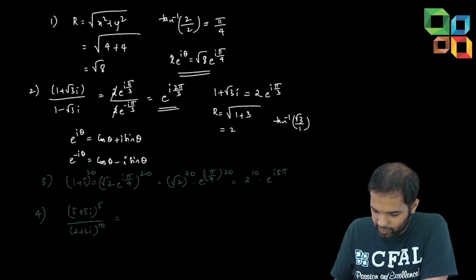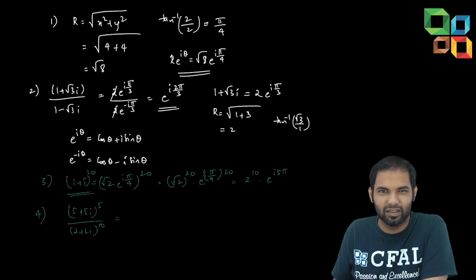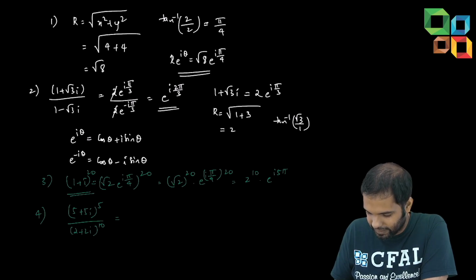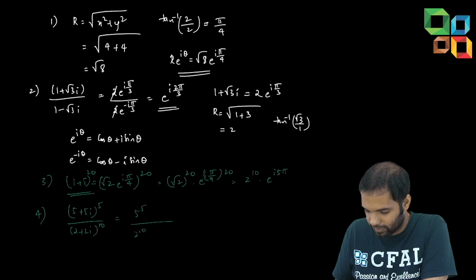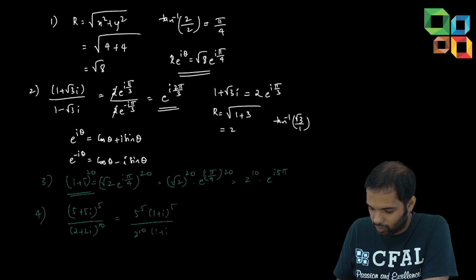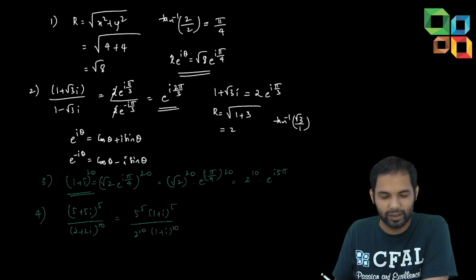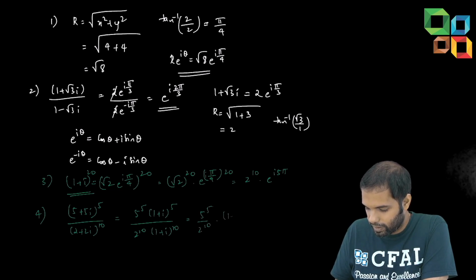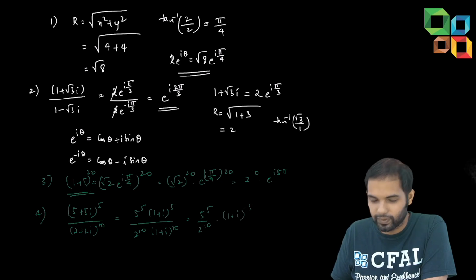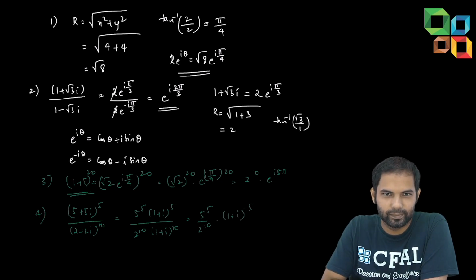Because we already used 1 + i, we'll try to use it. By simply taking 5 power 5 common, and 2 power 10 common, what remains is (1 + i) whole power 5 and (1 + i) whole power 10. Easier to calculate. So it is 5 power 5 by 2 power 10 into (1 + i) whole power minus 5, or you can write it in the denominator.